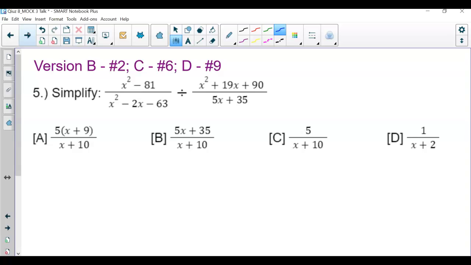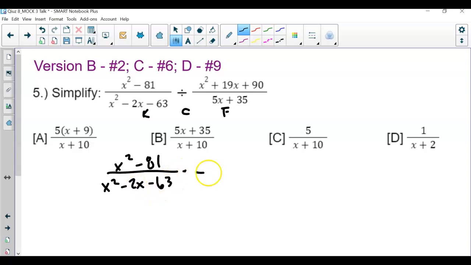Now notice here you are dividing, so we do need to keep, change, and flip. So we do need to keep now the first fraction. This is for division. But then remember, now we're going to multiply, flip the second fraction. So now it's 5x plus 35 over x squared plus 19x.